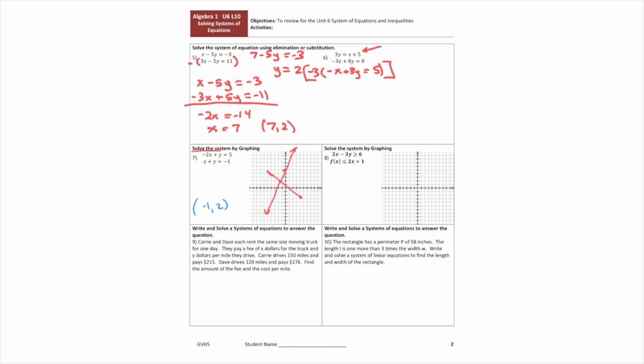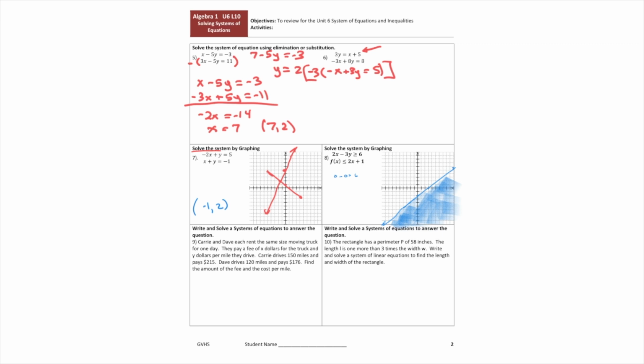Number 8 involves some shading. When x is 0, y is -2. When y is 0, x is going to be 3. We have an equal sign, so let's draw a straight line through those 2 points. If we test is 0 minus 0 bigger than 6, the answer of course is no. So we're going to shade everything below our axis. So now we're below the axis. A system is where both equations are going to be true.